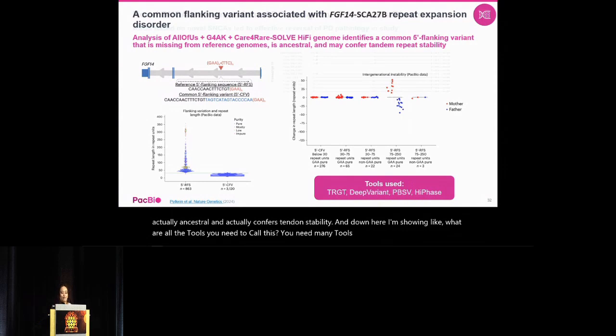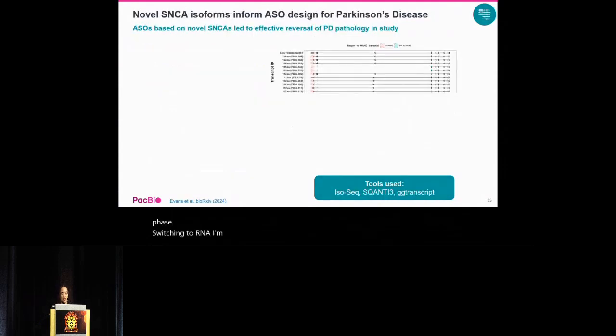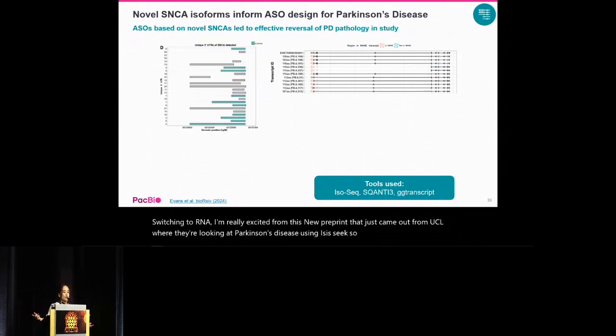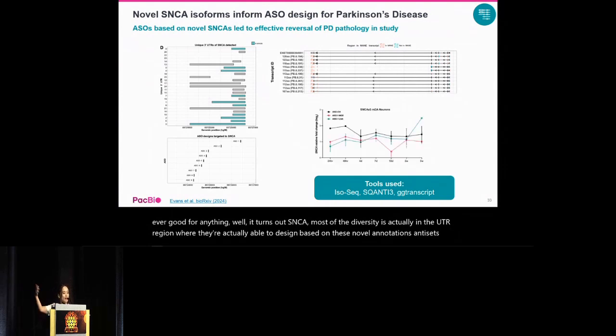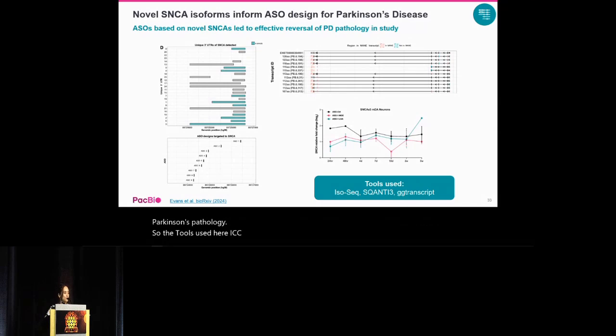Switching to RNA, I'm really excited about this new preprint that just came out from UCL, where they're looking at Parkinson's disease using Iso-Seq. If you're wondering whether UTRs are ever good for anything, it turns out that for SNCA, most of the diversity is actually in the UTR region. Based on these novel annotations, they were able to design antisense oligonucleotides, and then show that certain modifications on the ASOs actually reverse Parkinson's pathology. The tools used here are Iso-Seq, SQANTI, and GGTranscript for visualization.